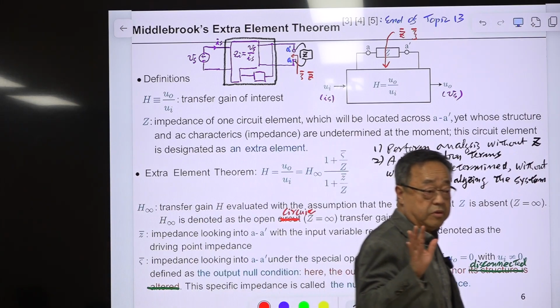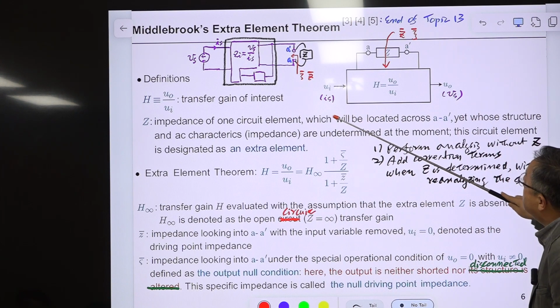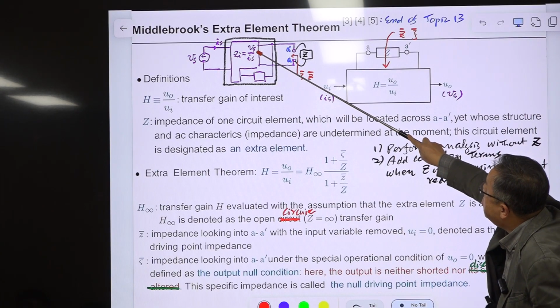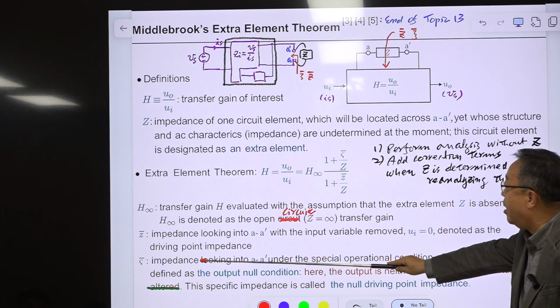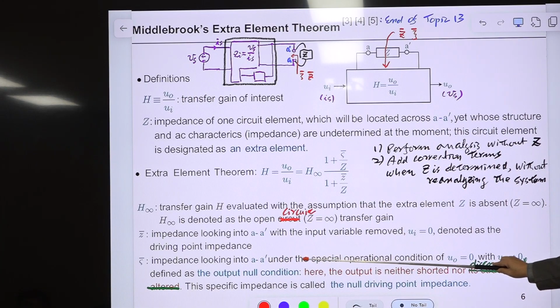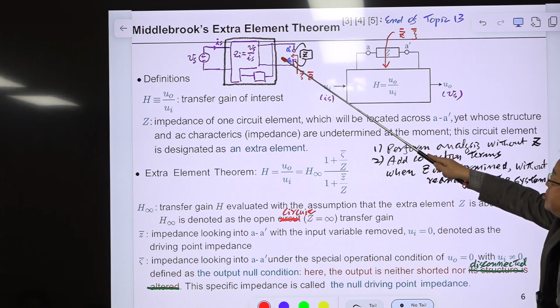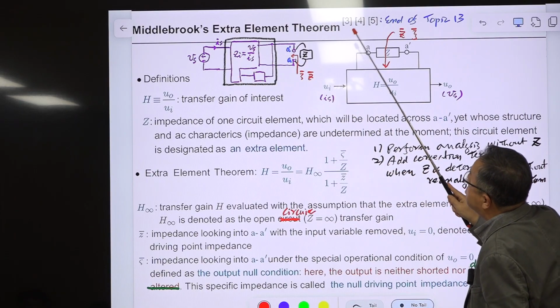And there is another driving point impedance defined under this special condition: the output is 0. This does not mean the output voltage. The output of the transfer function is 0. For our case, this 0 means this is shorted. For this case, this zeta bar is the impedance looking into the A prime slot under the special operation condition that the output of the transfer function is 0. Not this output voltage. We are not talking about this output voltage. We are talking about the output of this transfer function.